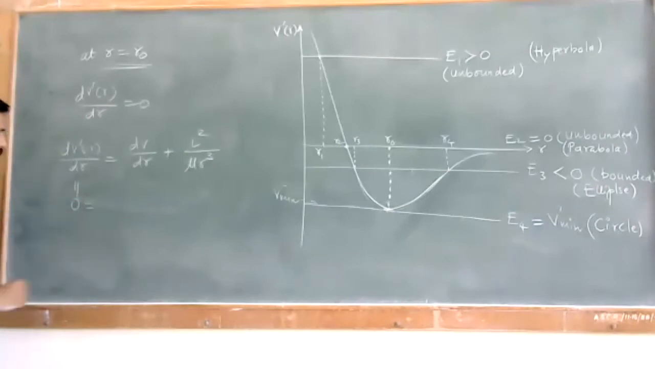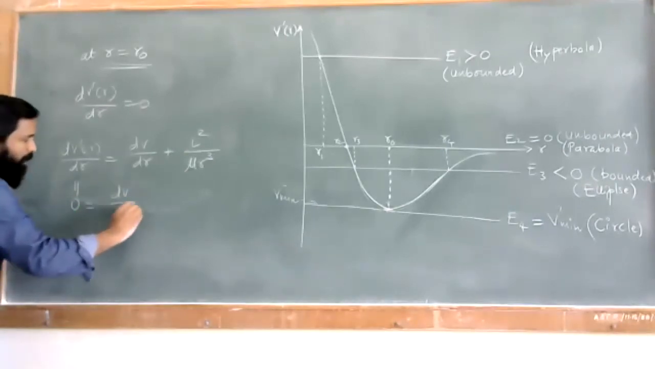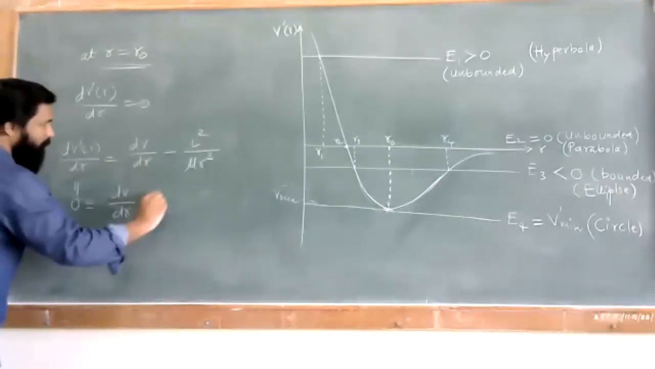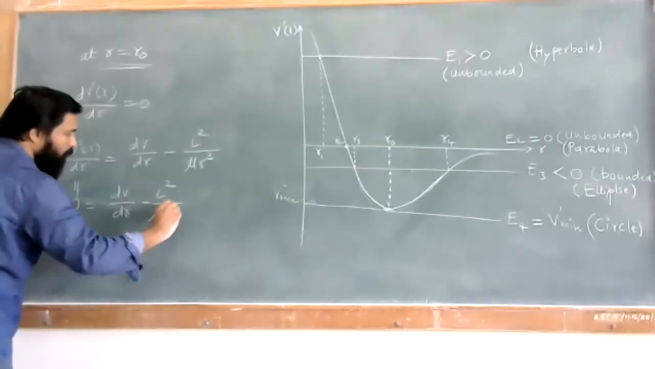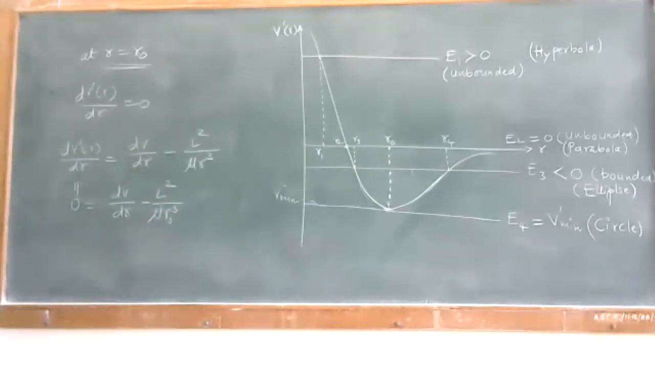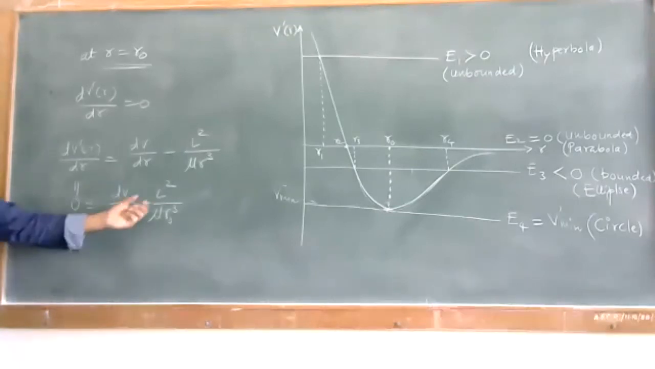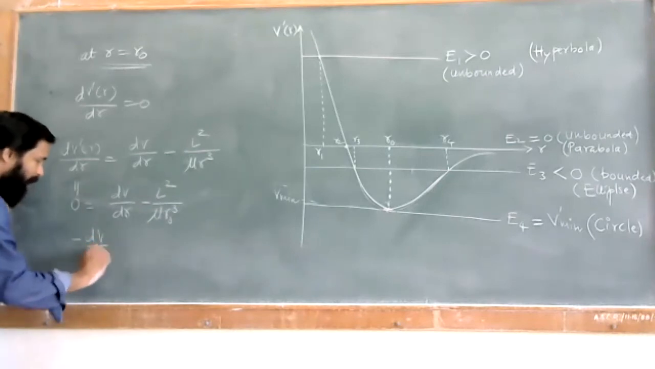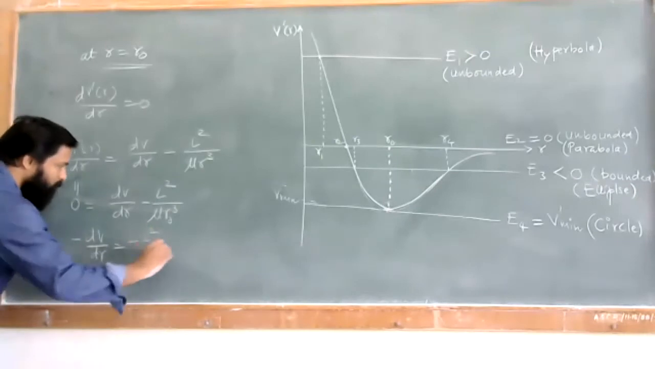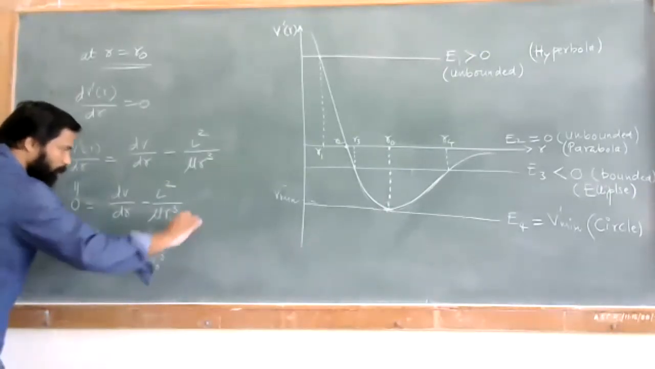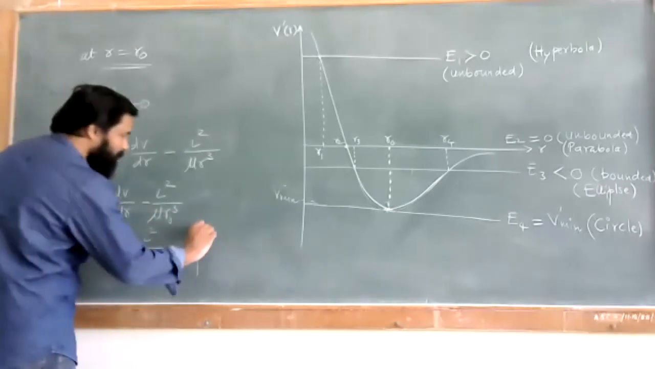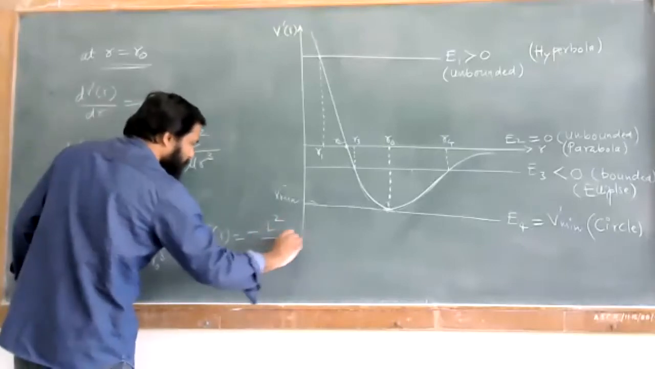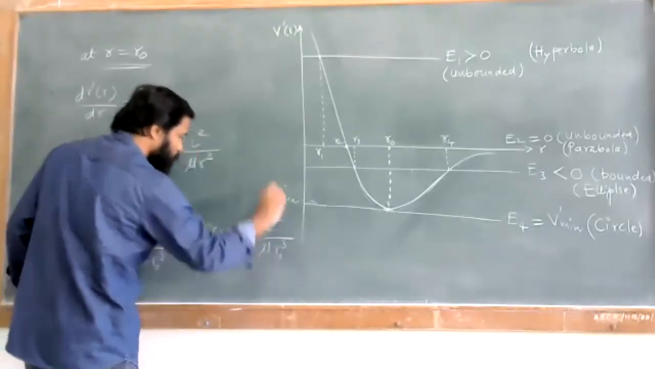So 0 is equal to dV by dr plus or minus, you can have that minus, minus L square upon mu r naught cube. The minus value was already there, now this plus. So 0 is equal to dV by dr minus L square upon mu r naught cube, or you can say minus dV by dr is equal to minus L square upon mu r naught cube. What is dV by dr? It is nothing but the force, which is known as the central force, and that is equal to minus L square upon mu r naught cube.